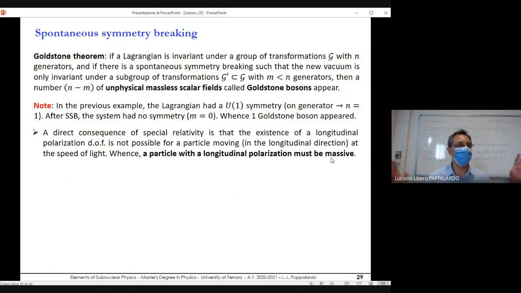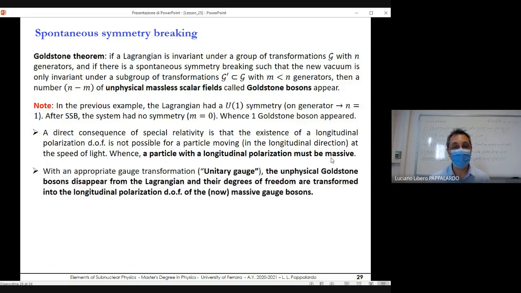So let's now try to put everything together in this reasoning. And here is where the magic really comes. This magic is called the unitary gauge. With an appropriate gauge transformation, which we will not do because it's very complicated, just trust me, this is called the unitary transformation. What happens is that the unphysical Goldstone bosons disappear from the Lagrangian, and their degrees of freedom are not lost. They are transformed into the longitudinal polarization state of the now massive gauge bosons.